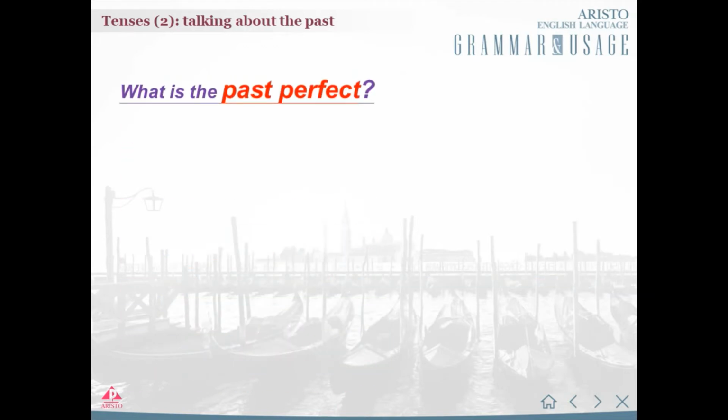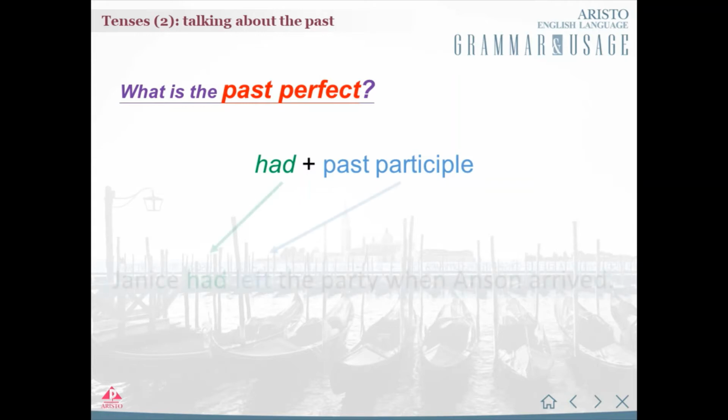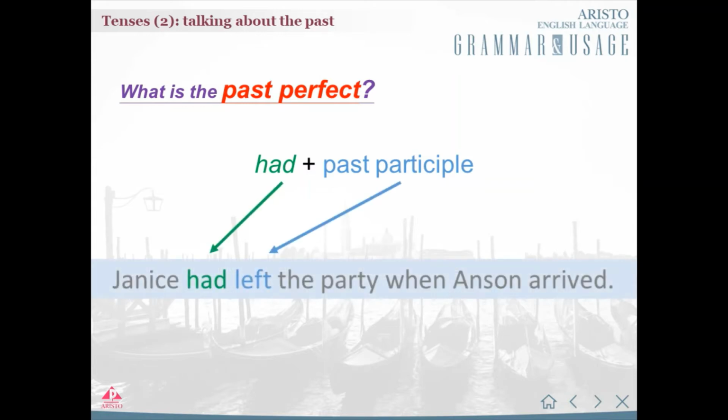Finally, let's look at the past perfect tense. We form the past perfect tense by combining had and the past participle of a verb. The sentence, Janice had left the party when Anson arrived, shows us how this tense works.